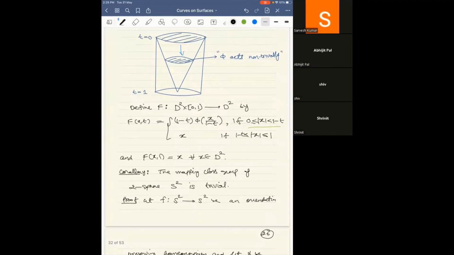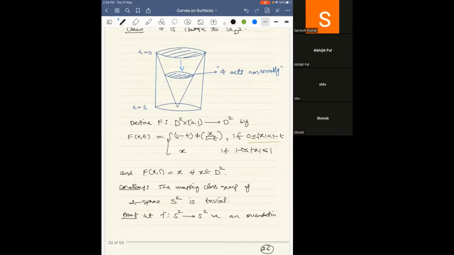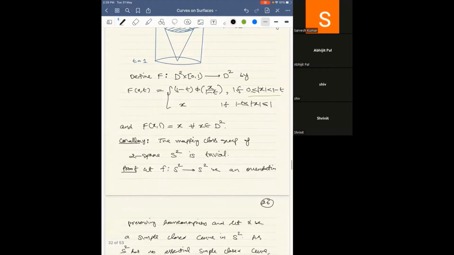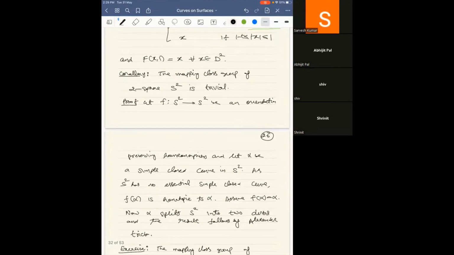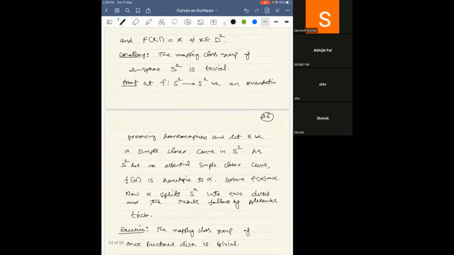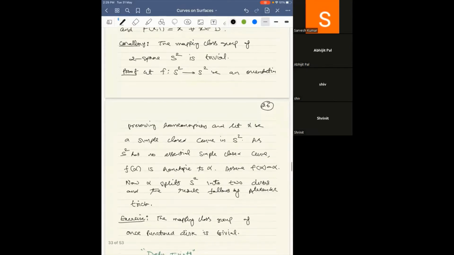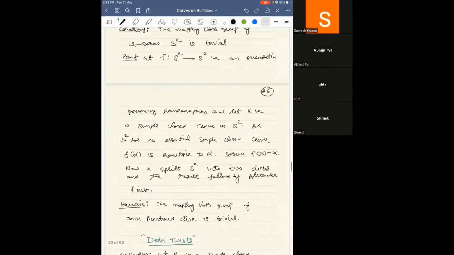Okay. So a quick corollary of this is if you want to see what is mapping class group of a two sphere that is also trivial. Yes. So how one argue that? Argument is not very difficult. So let us start with an orientation preserving homeomorphism, right? And you take alpha to be some simple closed curve, right? But we know, right, S2 has no essential simple closed curves, right? Yes. So whatever curve you will take, right? So F alpha is always homotopic to alpha. Yes. So you can assume, right, F of alpha equal to alpha, right?